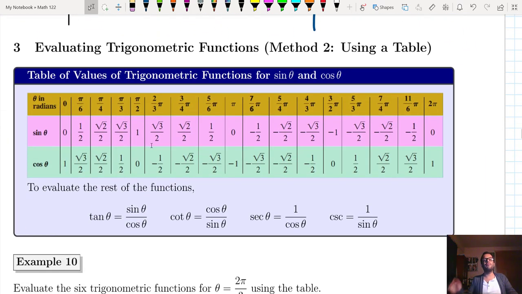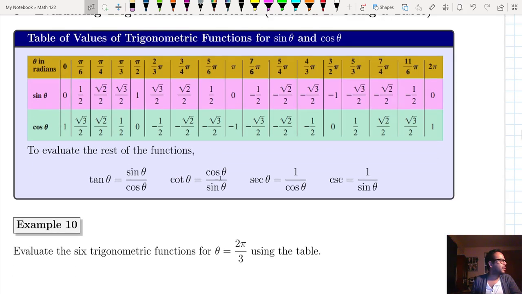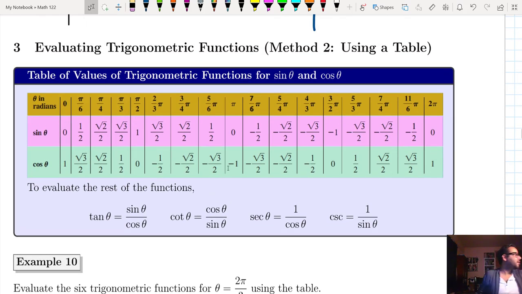The other method is using the table, right? So we are going to have this table right here to evaluate trigonometric functions, right? This table is in our textbook. Let me check on the textbook real quick, just for your reference. Where in the textbook is this? Let me see.